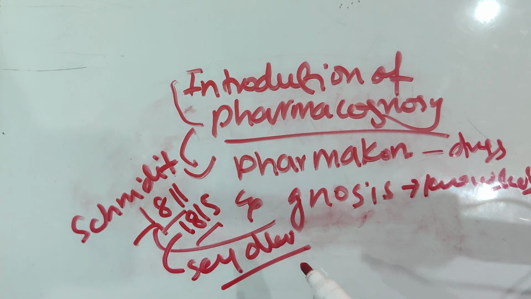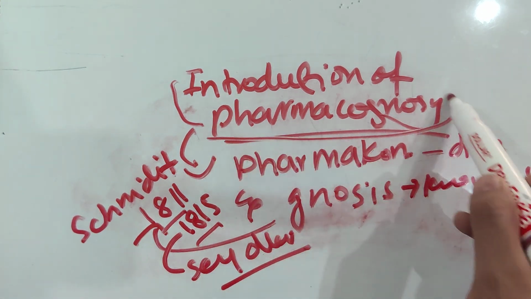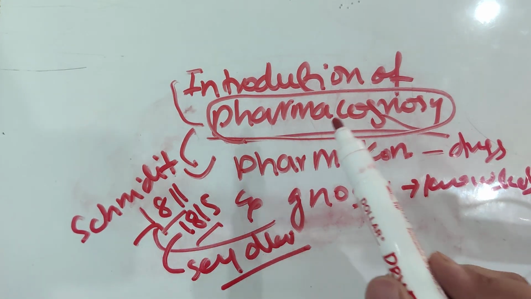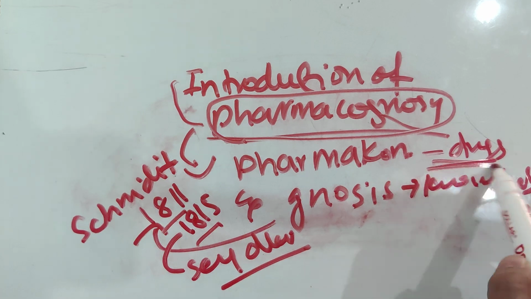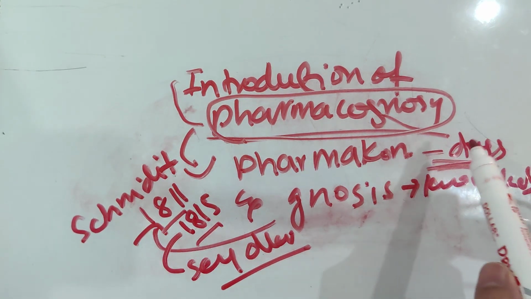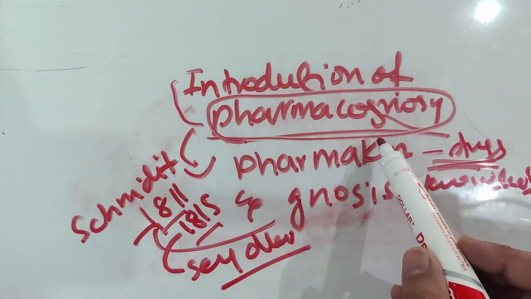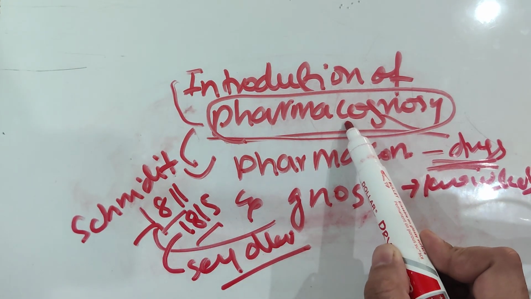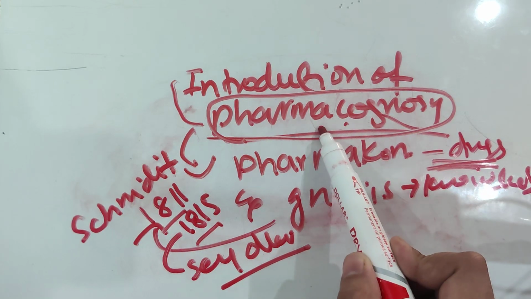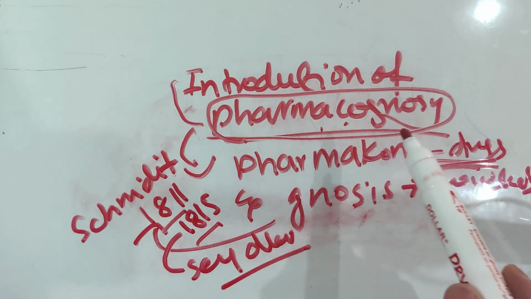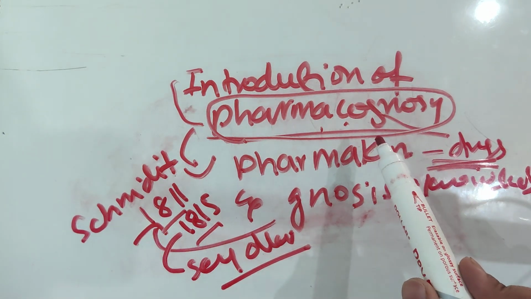Originally, during the 19th century and the beginning of the 20th century, pharmacognosy was used to define the branch of medicine which deals with drugs in their crude or unprepared form. So remember that. It dealt with drugs in their unrefined, unprepared, crude form. So remember it.